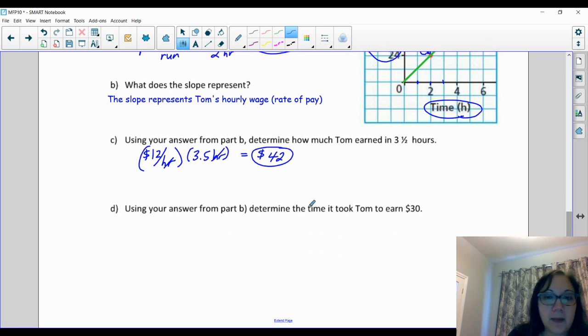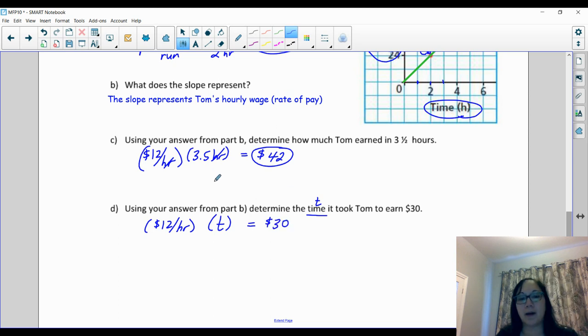Using your answer from part B, determine the time it took Tom to earn $30. So what if we did that backwards? We're going to set up the same equation. So $12 an hour, and I'm just going to call this T for the time it took him. And that will now equal $30. So first of all, I know my answer is going to be less than 3.5 because he made $42 in 3.5 hours. So let's see what this ends up being.